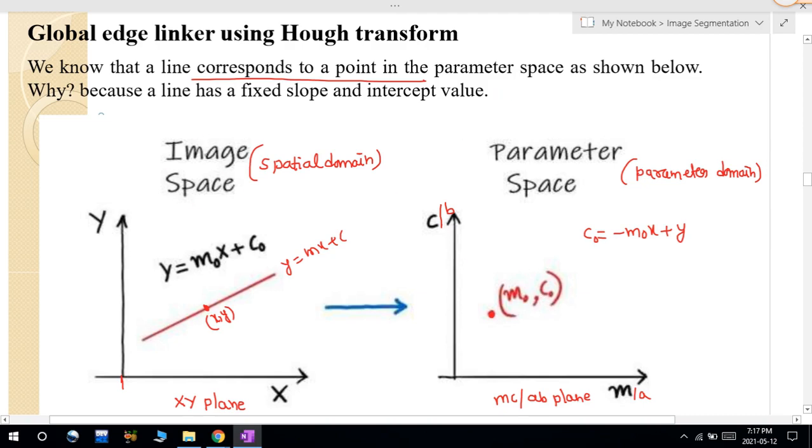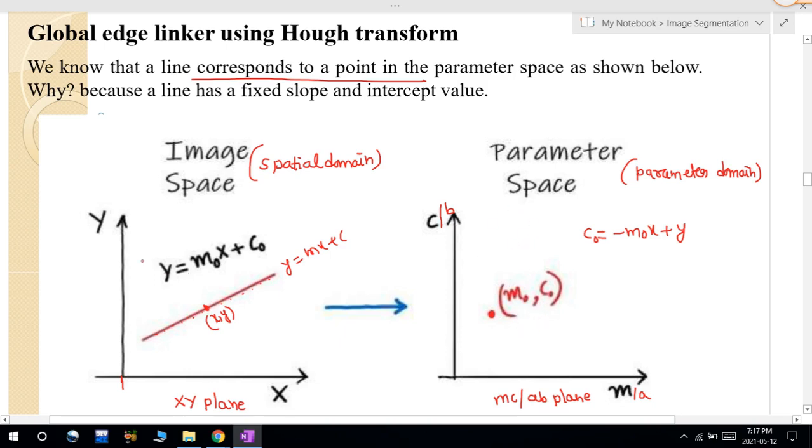Whenever we consider this image space, for a line I may have many points within the line. Why we are converting into parameter space, we will discuss in detail. The main motto of Hough transform is to find the lines and circles within the image. Those shapes I will use within the edge linking process. Whenever we have a line in the image space, I will convert it into a point in the parameter space.